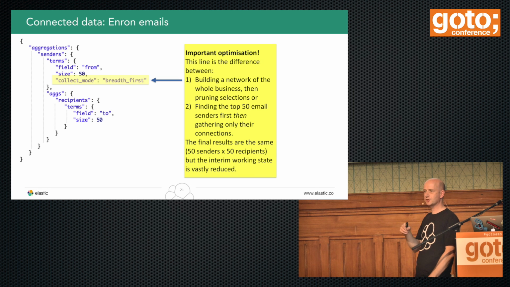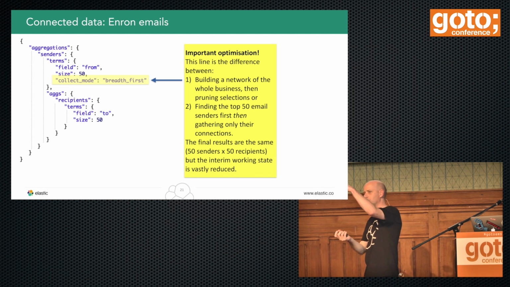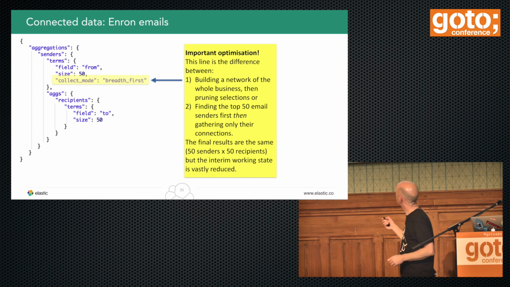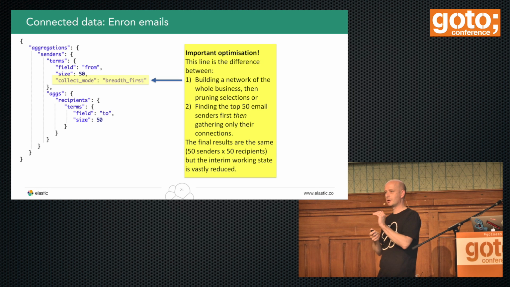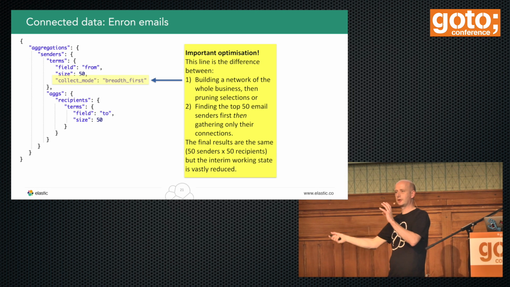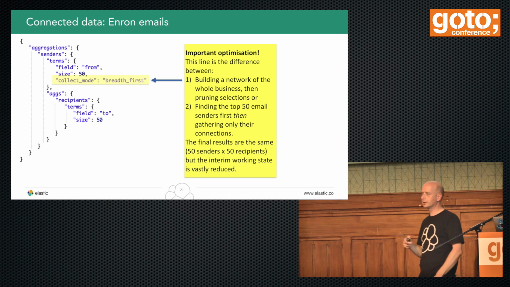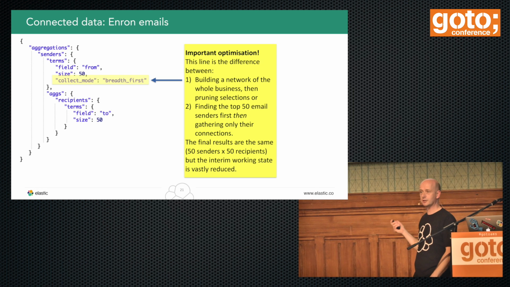The default is this depth-first approach. We take every single document, and we expand it out into a bucket, and then we expand it out into the sub-buckets, and then the sub-buckets beyond that. What we don't want to do is inflate a picture of the whole of Enron. What we want to do is first pick the top 50 senders, not all people in the Enron network. And then having established who are the most prolific senders, only then push the documents out to find out who their recipients are. So it's a different way of collecting data internally. The end results are exactly the same, but the interim working state that we need to produce the final figure is different.